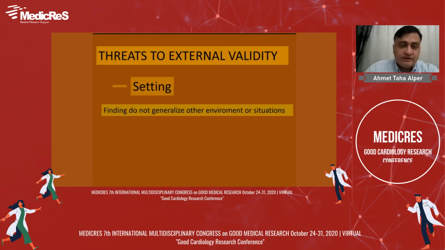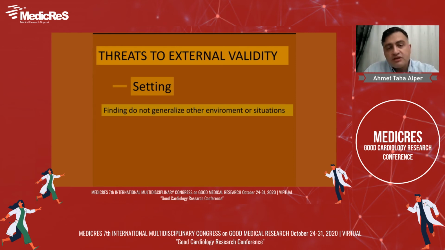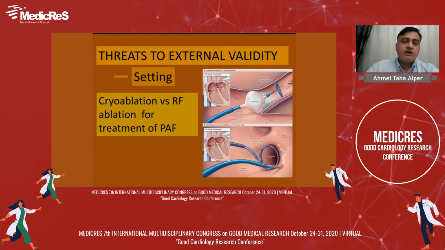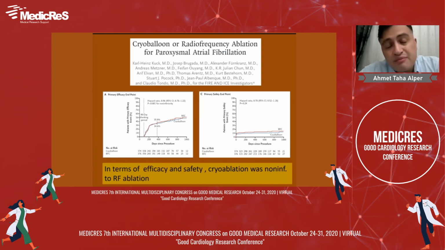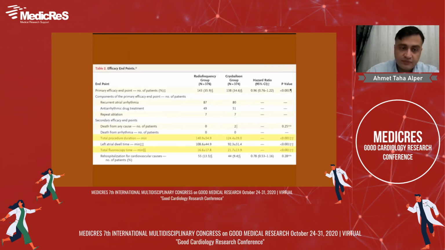Another threat to external validity is setting. That means findings do not generalize to other environments or situations. I think cryoablation versus RF ablation for the treatment of proximal atrial fibrillation is a good example of the setting threat. And remember the FIRE AND ICE trial results. They showed that in terms of efficacy and safety, cryoablation was non-inferior to RF ablation. Also, cryo was faster, and the radiation was higher in cryo procedures.